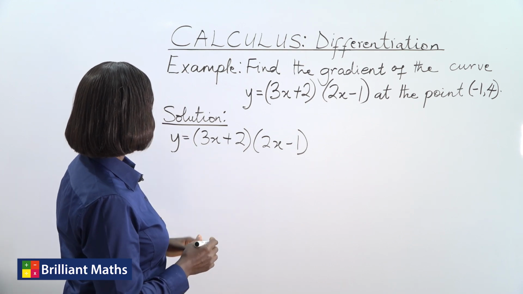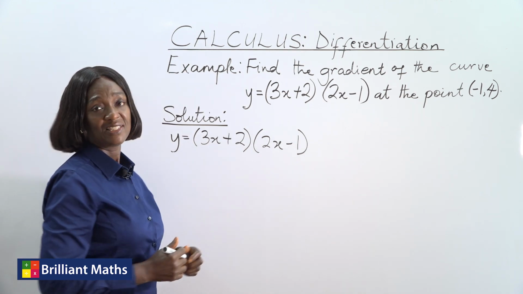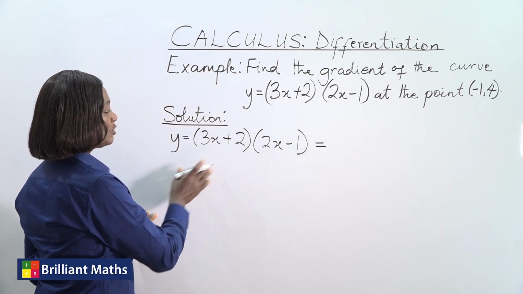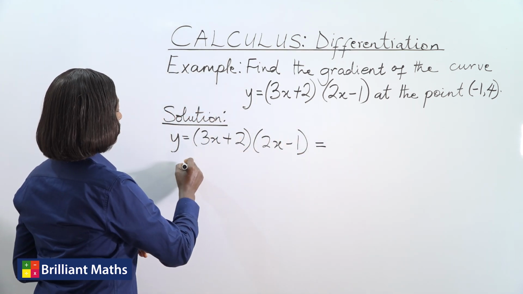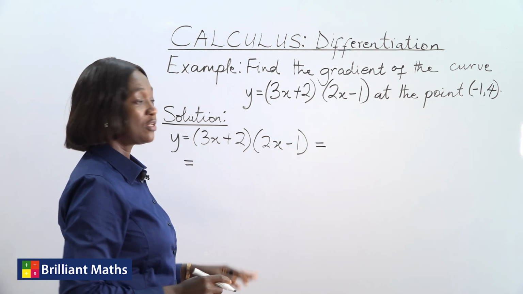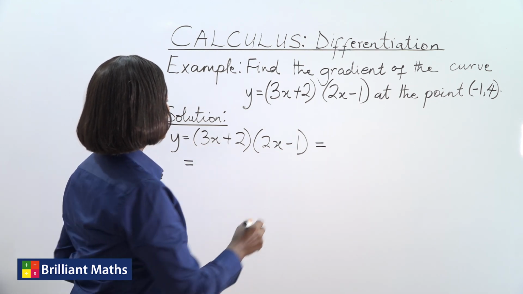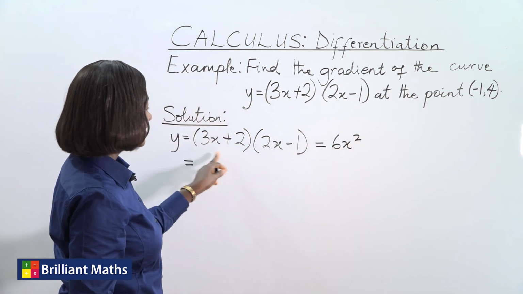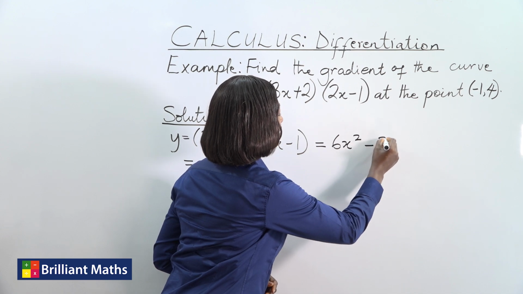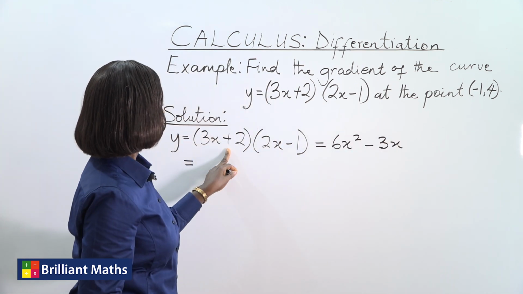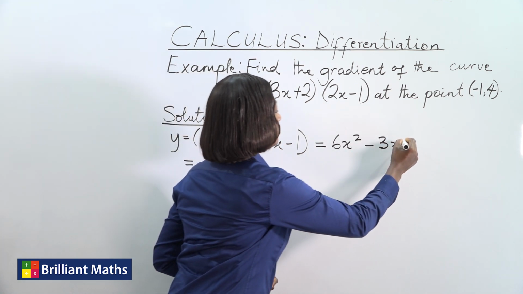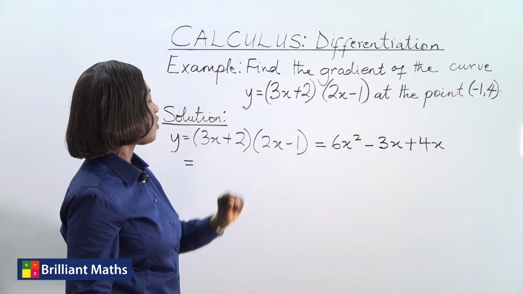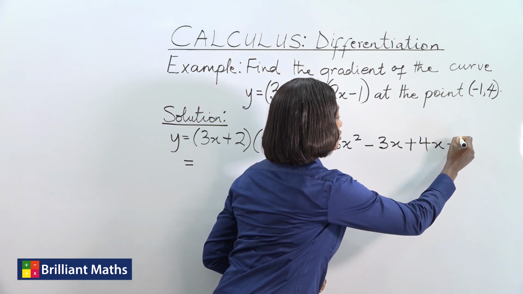But first and foremost, we have two brackets. So we are supposed to expand the bracket so that we have a single function. So 3x times 2x will give us 6x squared. 3x times minus 1 will be minus 3x. Plus 2 times 2x will be plus 4x. And then plus 2 times minus 1 will give us minus 2.